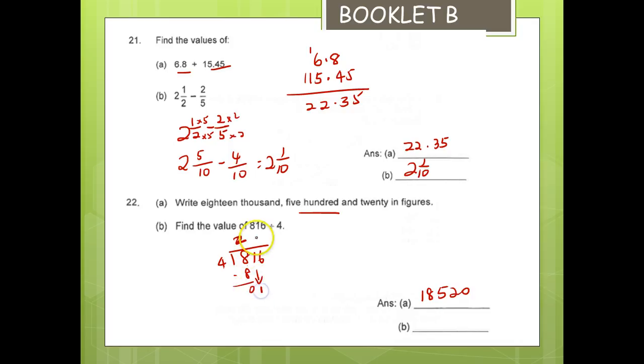The tens I cannot divide, so I put a 0. 16 ones, so 4 times 4 is 16 ones. Answer is 204.